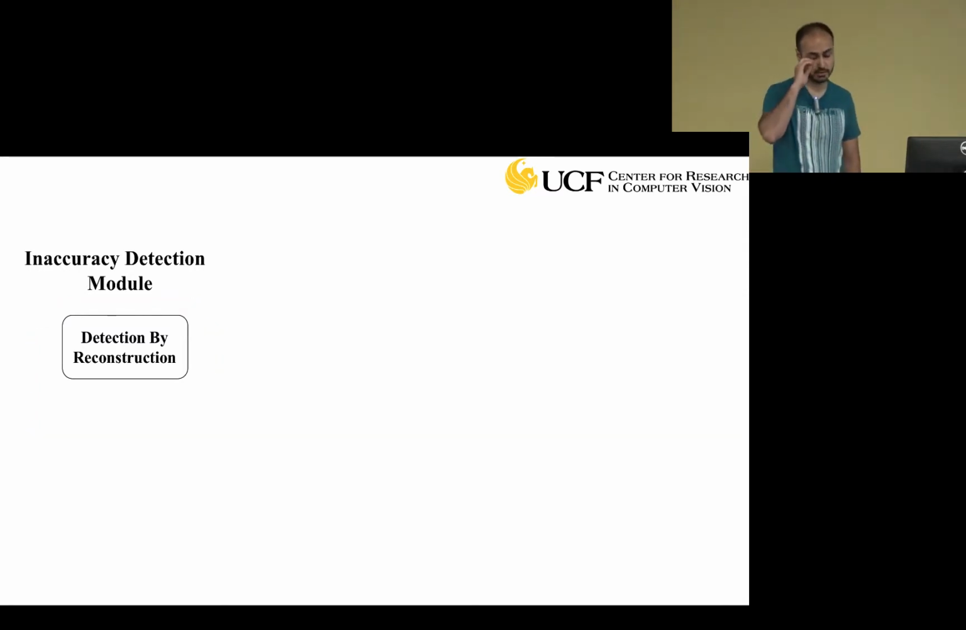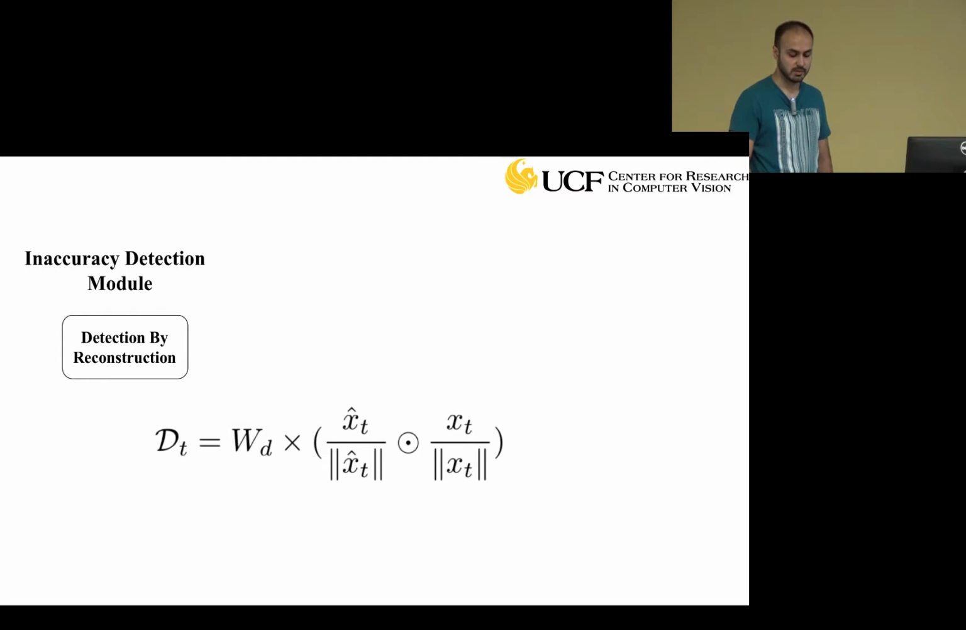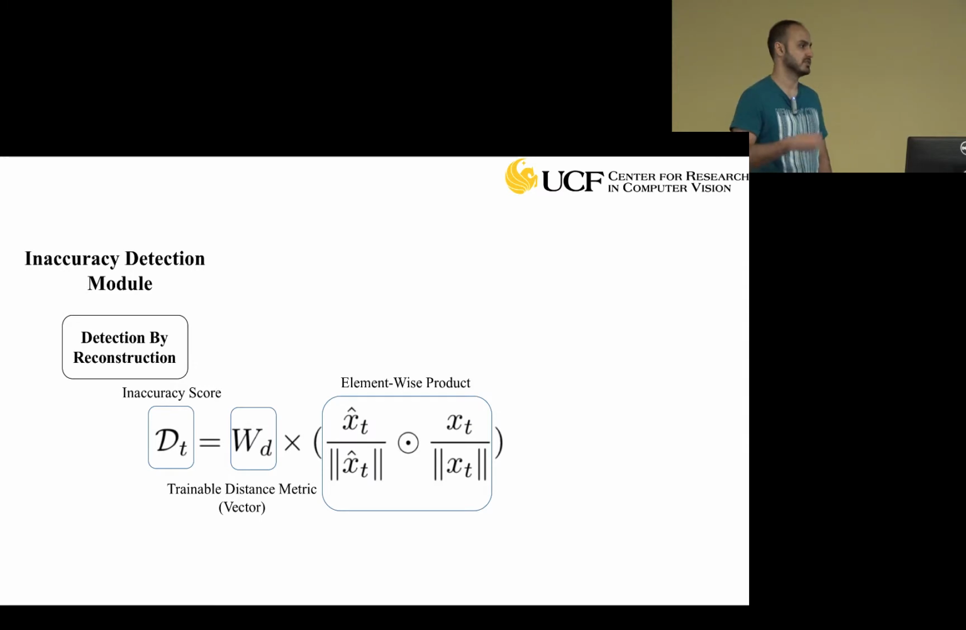So let's start with the detection by reconstruction. To get the inaccuracy score of the word t in the sentence, we need the reconstructed word vector x hat t of that particular word and the actual word vector of that word, x t. We compute the distance between these two vectors by normalizing each of them, an element-wise product, and a trainable distance metric, which gives us a scalar as the inaccuracy score for the word t.